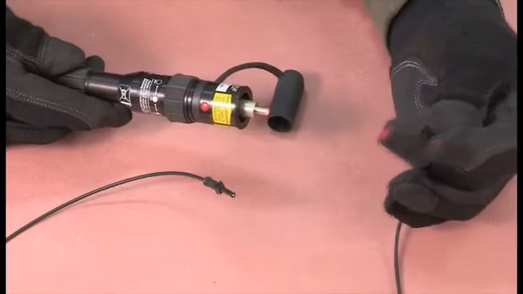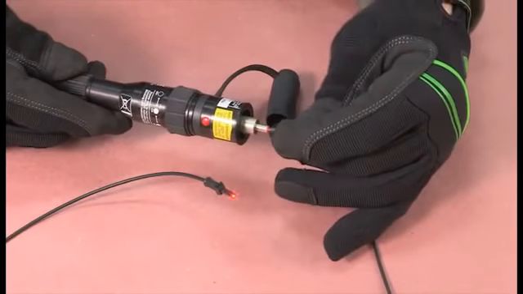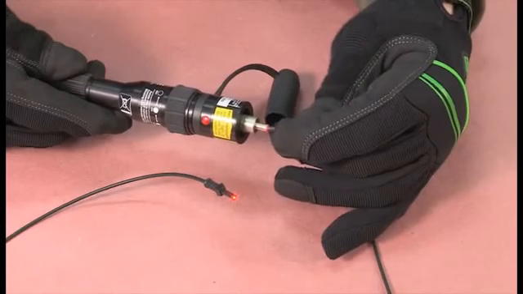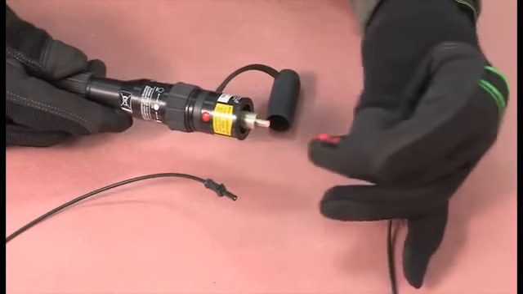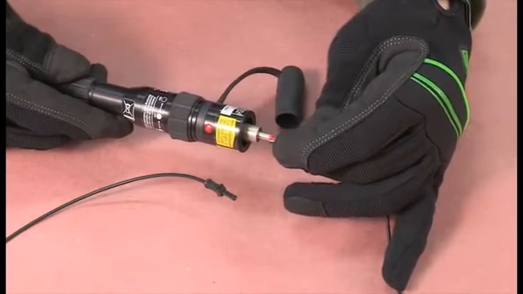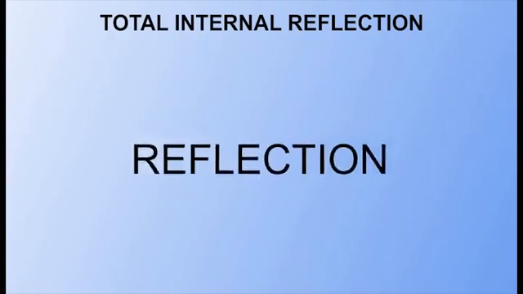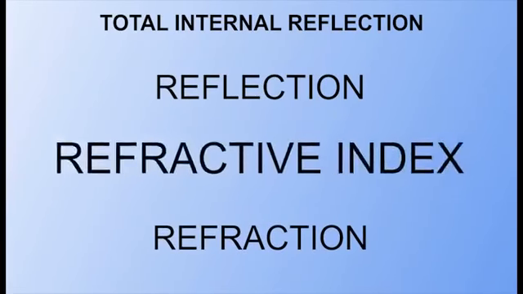The ability of a fiber optic strand to transmit data is based on the optical phenomena of total internal reflection. Light waves have three primary properties that affect total internal reflection. These are reflection, refraction, and refractive index.